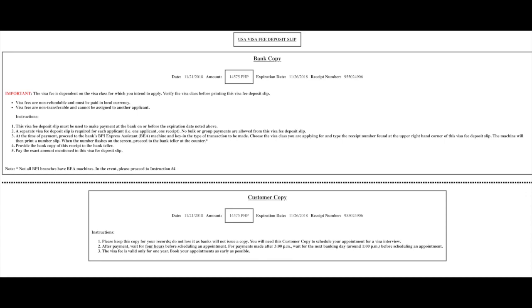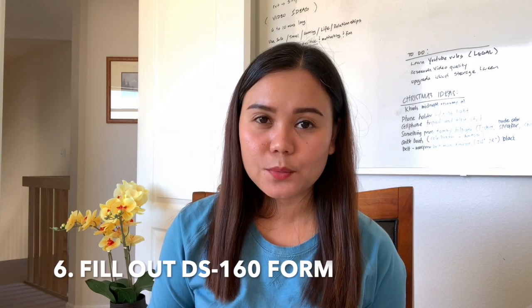So that's it, guys. Before going to the bank, make sure you have your MRV slip, you have your passport, and you have your NVC letter with a Manila case number, because some bank tellers would definitely check your documents before making your payment. Okay, after I made a payment, I filed my DS-160 form online.